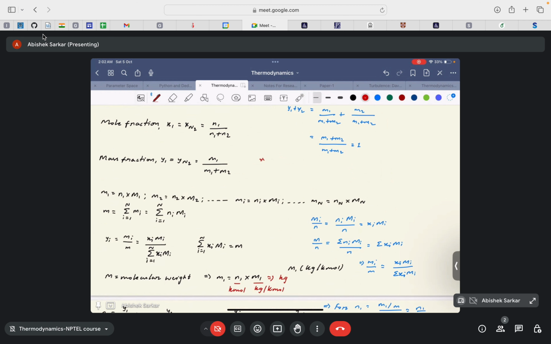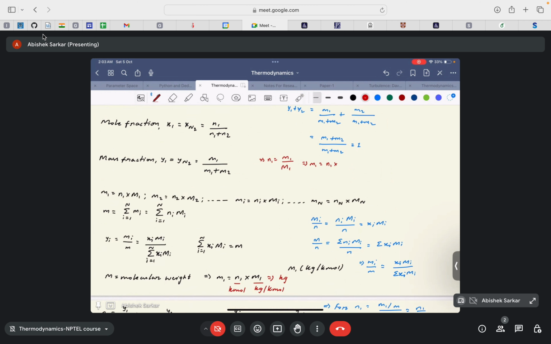To find the number of moles of a particular type of gas in a mixture, it can be defined as follows. For a particular gas indexed by 1, n1 is given by the total mass of the gas in the mixture divided by the molecular mass of that particular gas. In other words, we can write small m1 is equal to small n1 into capital M1.